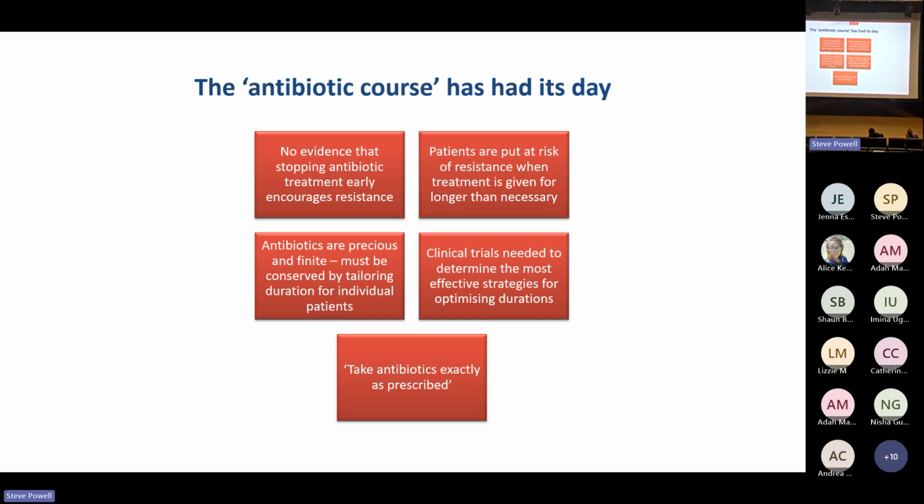Again, referring to the use of the term course, looking at the last square at the bottom, we have moved away both in Europe and in ECDC, the European equivalent of UKHSA, and CDC, USA. We don't say finish the course. The terminology that's used is take antibiotics exactly as prescribed.